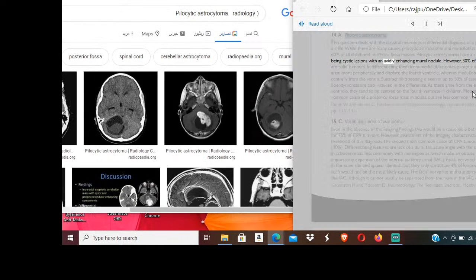appearance of being cystic lesions with an avidly enhancing neural nodule. However, 30% of pilocytic astrocytomas are solid tumors. In differentiating them from medulloblastomas, pilocytic astrocytomas often arise more peripherally and displace the fourth ventricle, whereas medulloblastomas usually arise centrally from the vermis. Subarachnoid seeding is seen in up to 50% of cases of medulloblastoma.